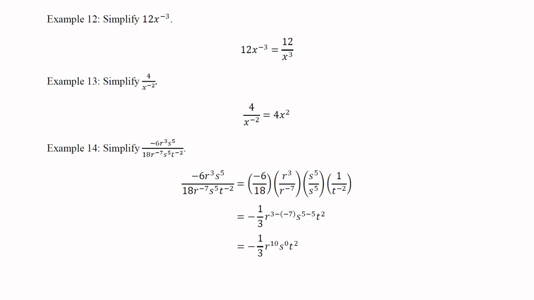Now let's use our quotient rule to go ahead and subtract our exponents. So 3 minus negative 7 gives us 3 plus 7, which is r to the 10th. S to the 5 minus 5 gives us s to the 0. And then we can use our 0 exponent to make s to the 0 1, so that term goes away. I'll collect my r to the 10th and t squared into the top, and the 3 will sit in the bottom. And so our final answer is negative r to the 10th t squared all over 3.